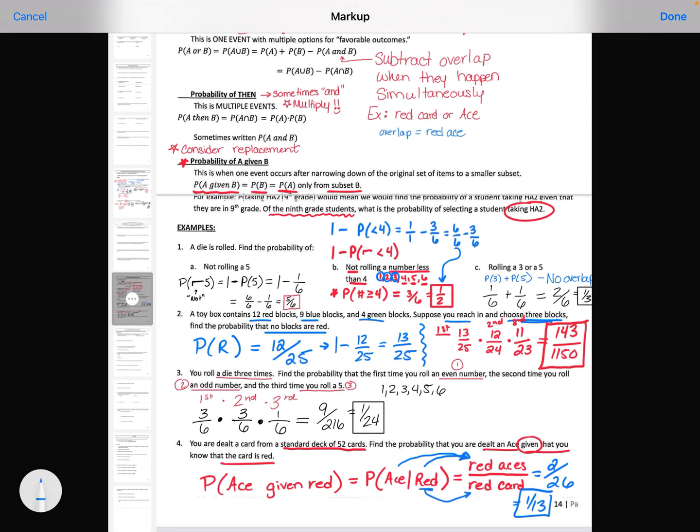All right, on the next slide of the Nearpod, you'll get some practice problems, so use these notes to help assist you.